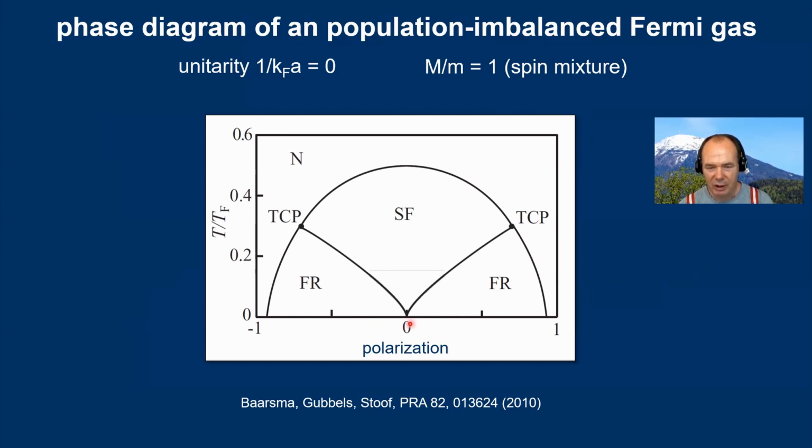Okay, what can happen here? And this is for a mass balance system, let's call it a lithium-6 spin mixture. And then what happens is, and what has been confirmed experimentally, you get a superfluid phase, which is here. If you have equal populations, you can get a superfluid, and if you are hot enough, the superfluid disappears here. This is the normal phase, which is non-superfluid phase.